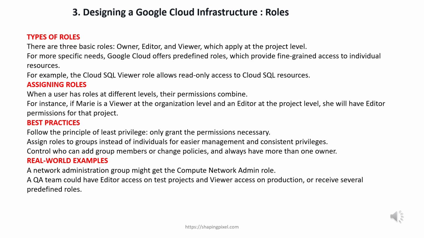To manage access in Google Cloud, you assign roles to users, controlling what they can do with resources. Roles determine permissions, and you can assign them at the organization, folder, project, or resource level. There are 3 basic roles: owner, editor, and viewer, which apply at the project level. For more specific needs, Google Cloud offers predefined roles, which provide fine-grained access to individual resources. For example, the Cloud SQL Viewer role allows read-only access to Cloud SQL resources.